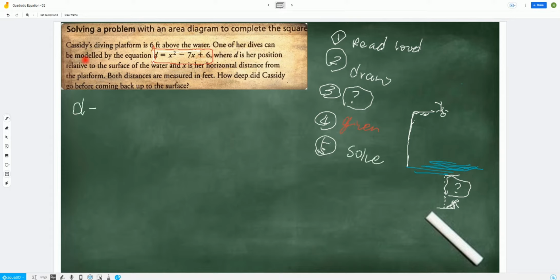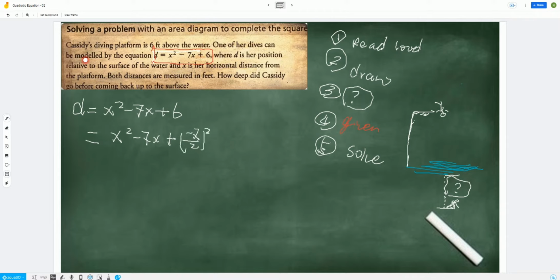Let's copy d equals x squared minus 7x plus 6. This is standard form. The question is asking how deep, and the deepest point is what we need. So we are going to convert the standard form to vertex form and find the minimum value. We have to create a perfect square. x squared minus 7x, and in order to complete the square, we take -7 divided by 2, then square it.